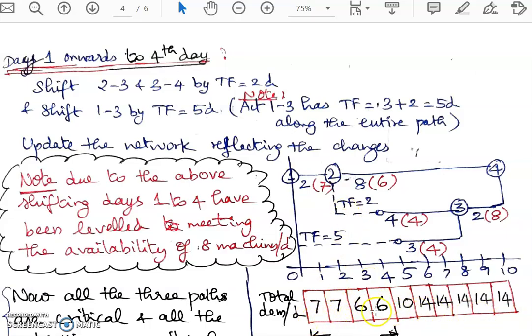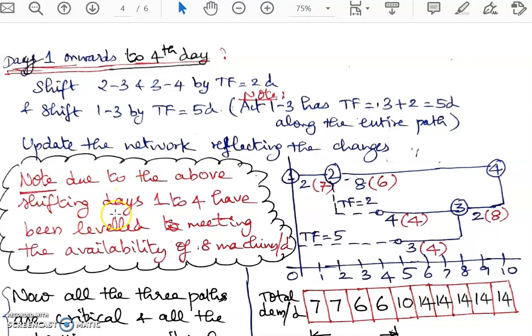As you can see, for the first 4 days there is a leveling of the resource. The first 2 days it is 7, then it is reduced to 6 machines per day. So the first 4 days there is a leveled resource, whereas from the fifth day onwards the resource demand is exceeding the availability. So that is what I have written here.